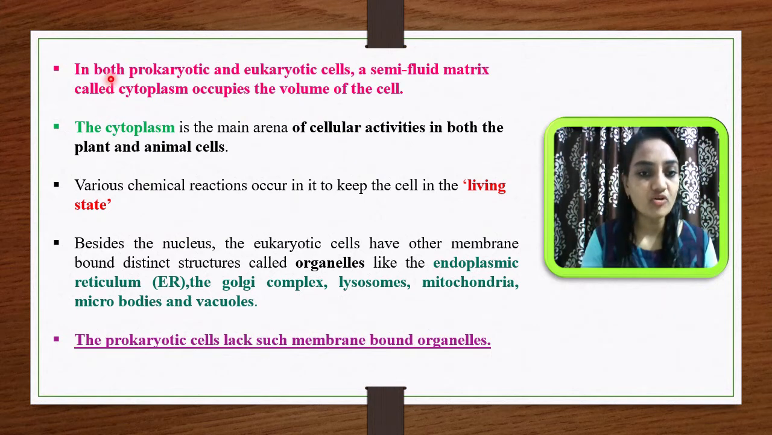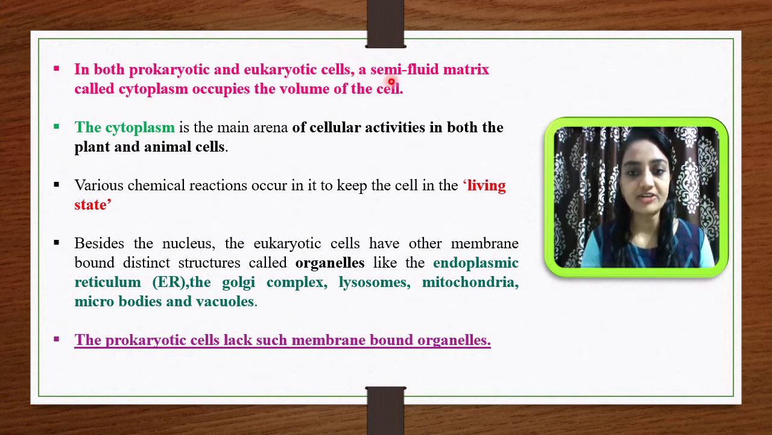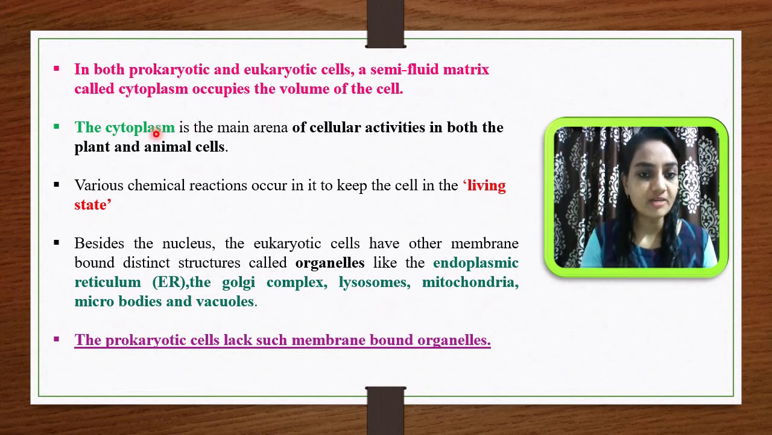In both prokaryotic as well as eukaryotic cells, a semi-fluid matrix called cytoplasm occupies the volume of the cell. This is the common structure. Cytoplasm is common between the prokaryotic cell and the eukaryotic cell. The cytoplasm is the main arena of cellular activity, that is, the main platform for cellular activity in both plant and animal cells. So this is common.